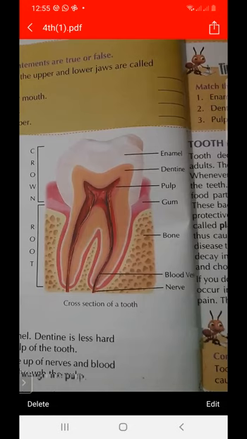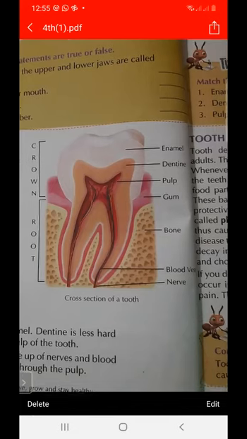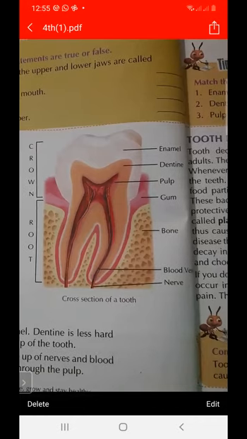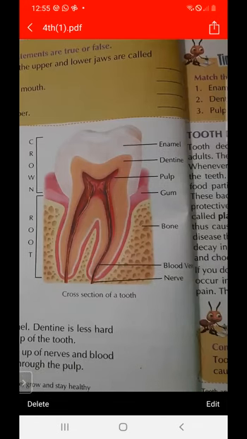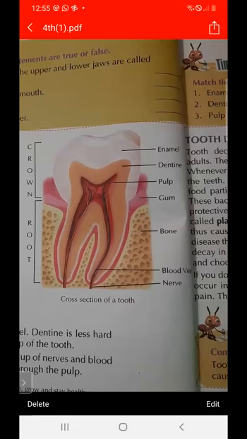So what are the layers of the tooth? It has three layers. First is enamel, then dentine, then pulp. Then there are the gum, bone, blood vessel, and nerve. So you have to remember the three layers: enamel, dentine, and pulp. These are the three layers of the tooth.